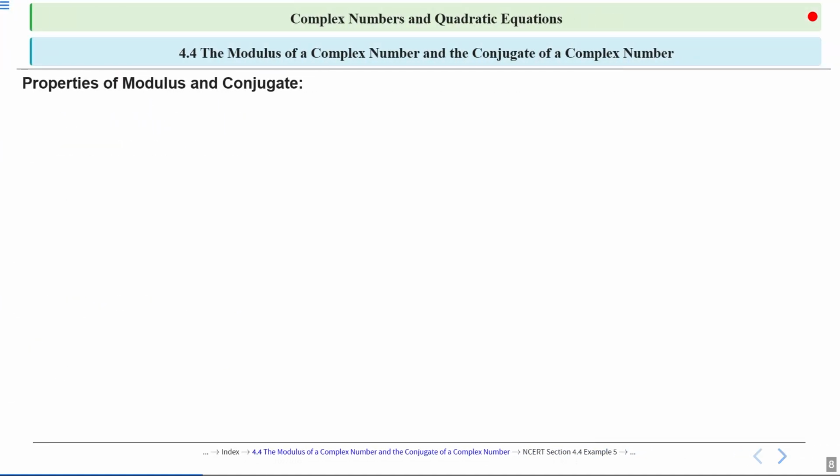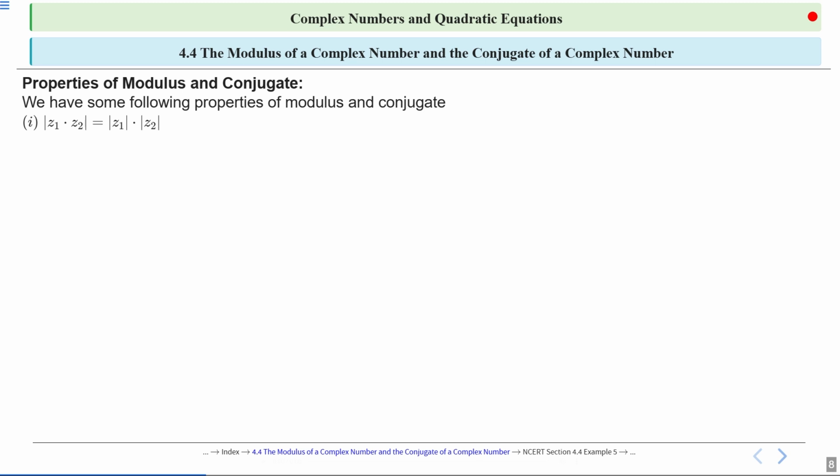Now we are going to discuss some important properties of complex numbers, specifically focusing on the modulus and conjugate. These properties help us work with complex numbers more easily. So first, let's look at the property involving the modulus of a product. The equation is modulus of z1 times z2 equals modulus of z1 times modulus of z2.